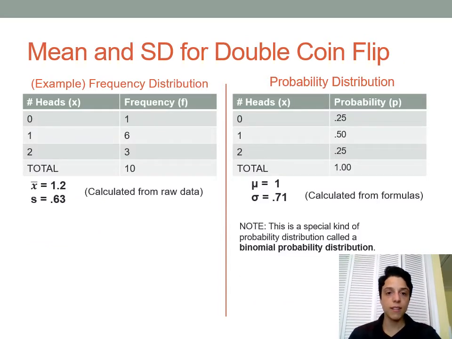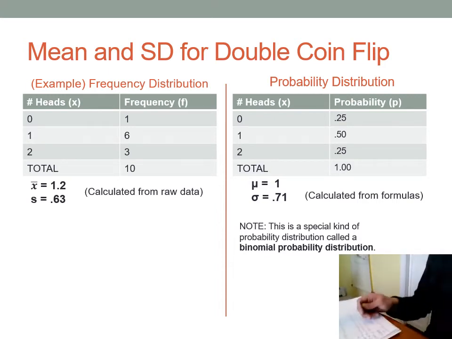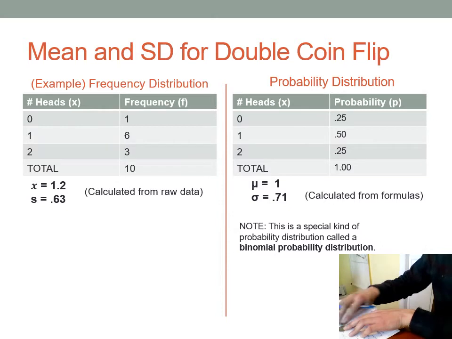To illustrate this, I want to show you examples of means and standard deviations from distributions of these double coin flips that I've been talking about. So here's how we'd come up with the frequency distribution for a double coin flip. We would flip our coin, call that one event, and then record the number of heads that we got.